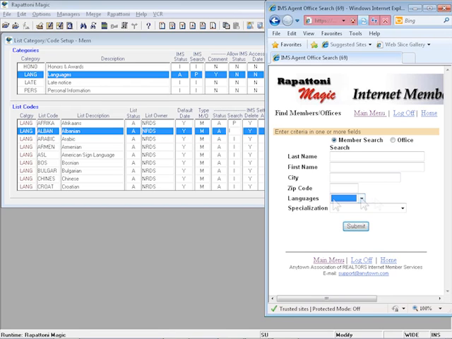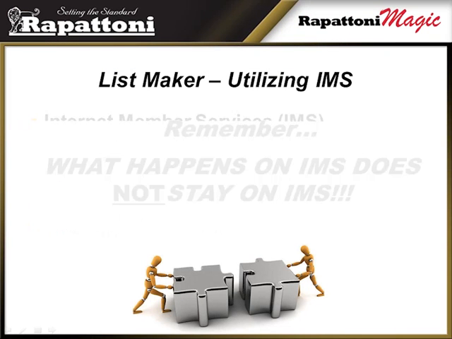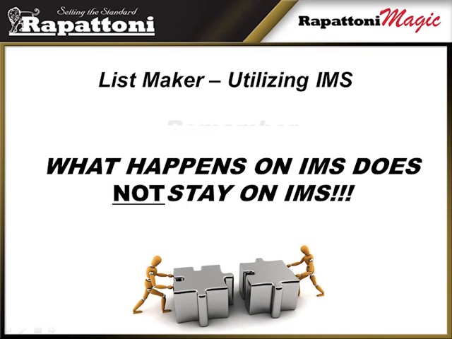And that's our basic setup for the IMS working with the list maker. But remember, what happens on IMS does not stay on IMS. Important to remember. So again, if you make a change in Magic, it should show up in real time on the IMS and vice versa. So if a member makes a change, you should see it in your Magic software. So in other words, it's not two sets of data, what exists in IMS and what exists in Magic. It's the same data. Right, the exact same data. The member changes it, boom, you're going to see it in Magic, and vice versa. It's a great way to keep track.